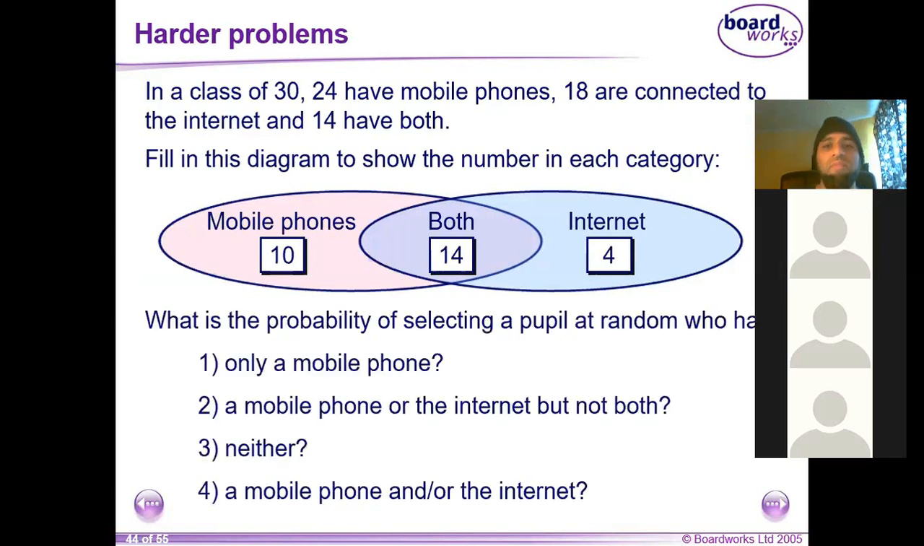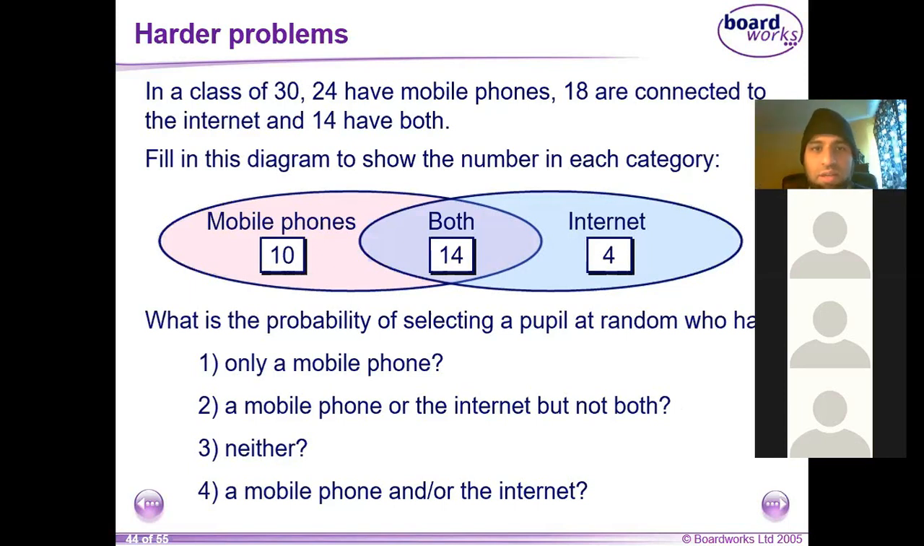the questions are: what is the probability of selecting a person at random who has only a mobile phone, or the internet but not both, or neither a mobile phone nor the internet? So I want you guys to think about the answers to these 4 questions. I'm going to give you 3 or 4 minutes. We're going to go through it.